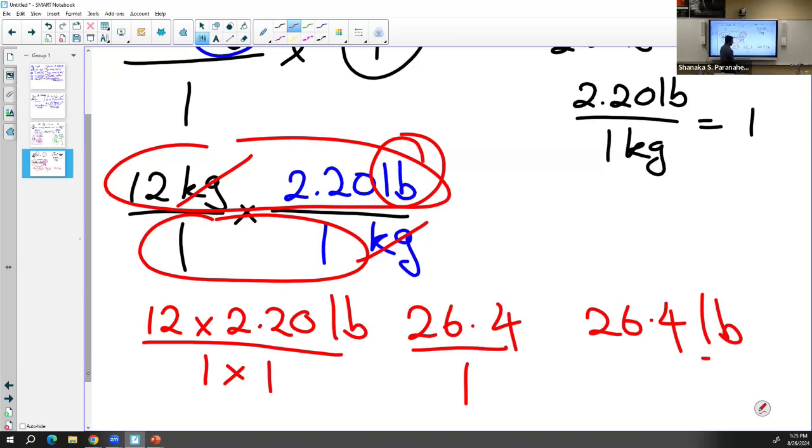This is not going to be the final answer. That's your calculator value. This is a multiplication and division, so we are going to apply the significant figures rule. The 12 kilograms is a measured value. How many significant figures?